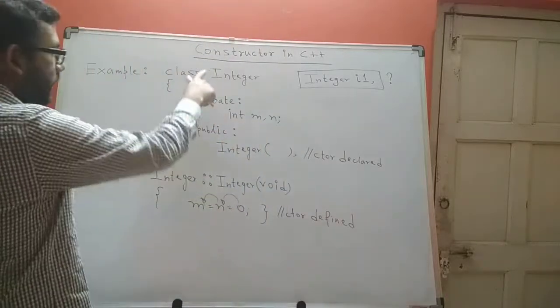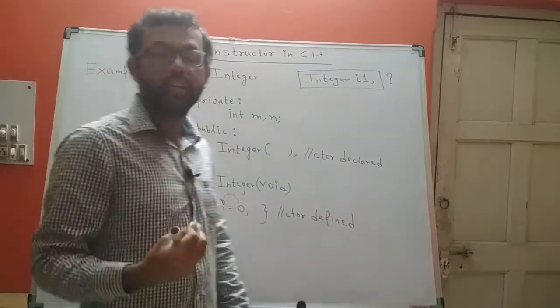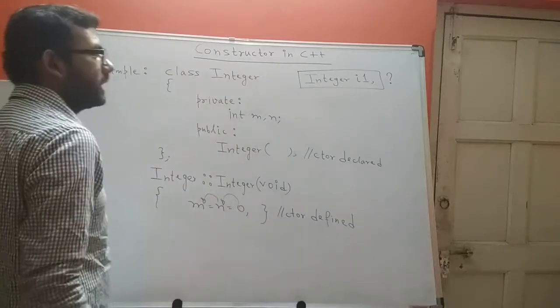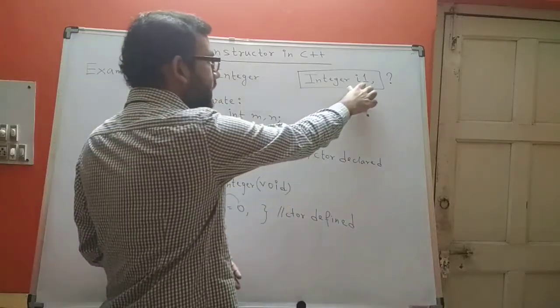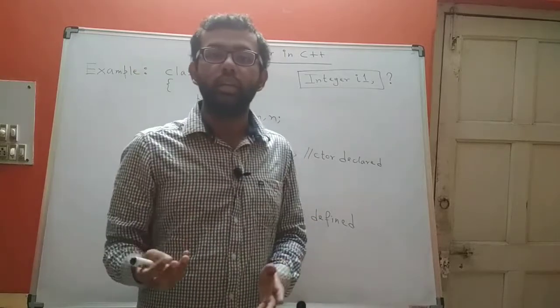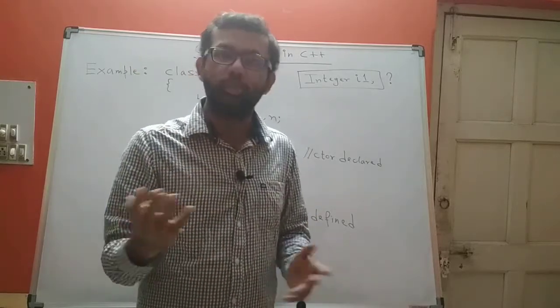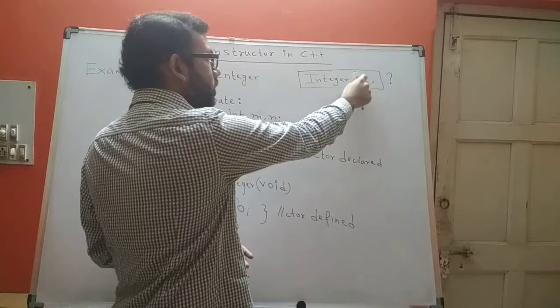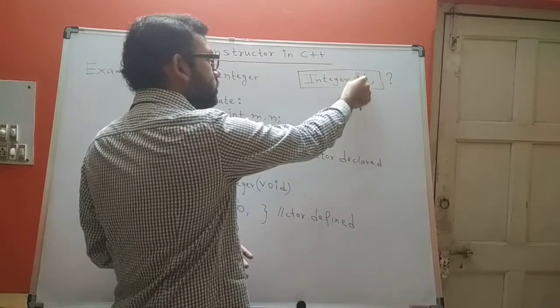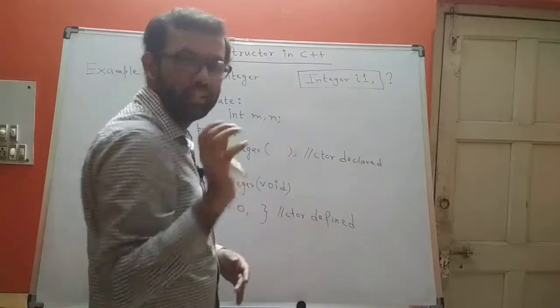Here, I have defined a class. That means I've created a data type of my own. And what is the name of that data type? The name of that data type is Integer. Now I'm creating a variable of this type. And what are variables of classes called? Variables of classes are called objects. That means I've created an object called I1, and which class does this object belong to? This object belongs to class Integer.